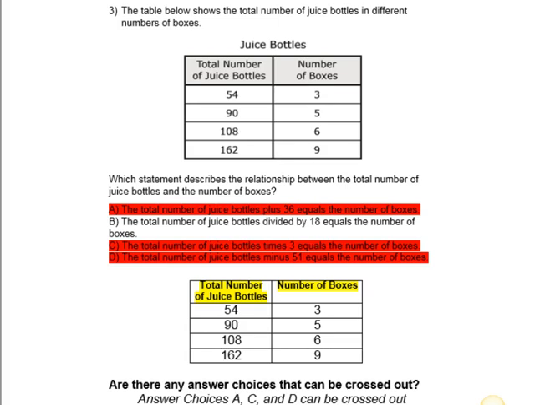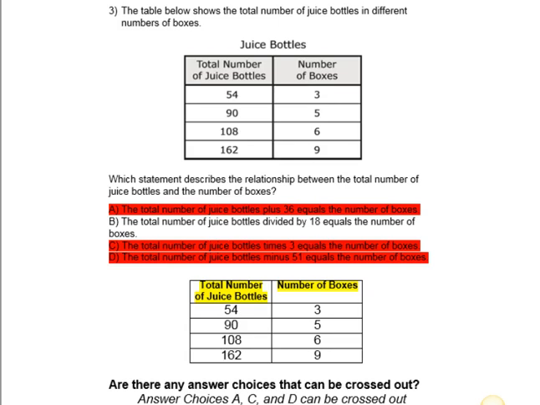Let's move to C. The total number of juice bottles times 3 equals the number of boxes. So looking at that first number, 54 times 3 does not equal 3. So we know that that's incorrect. Okay, D, the total number of juice bottles minus 51 equals the number of boxes. Now, this one is tricky because that is correct for the first answer. 54 minus 51 does equal 3.